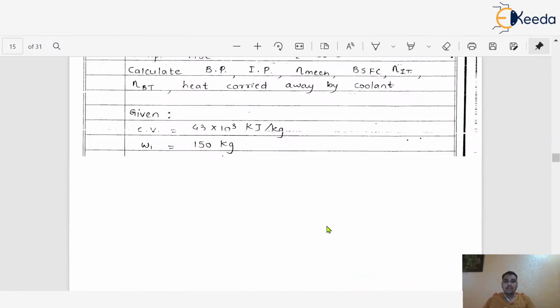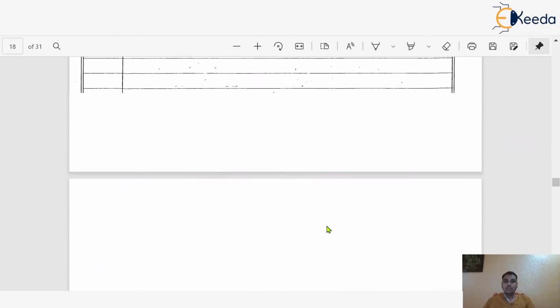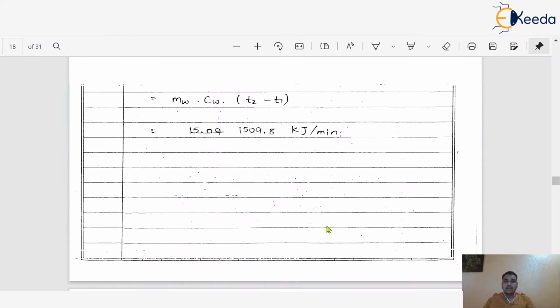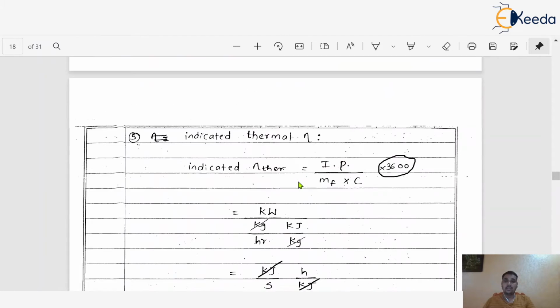After this, the next one is Cw. We have to put the value of Cw here, and T2 minus T1 is nothing but the temperature difference. After calculation, we come to know the answer would be 1509.8 kilojoule per minute. So I hope you understood this particular thing thoroughly.